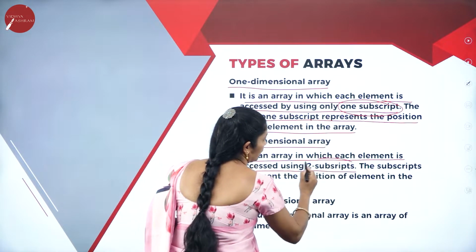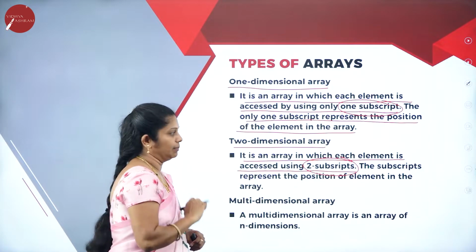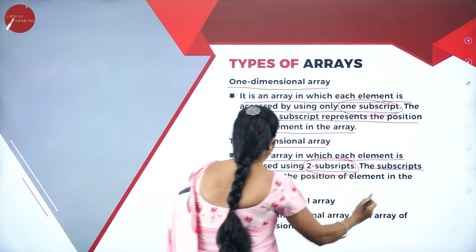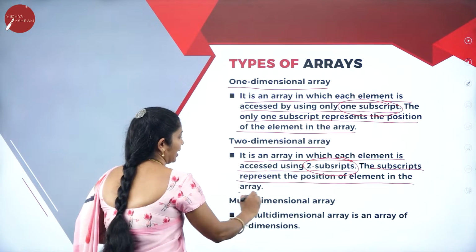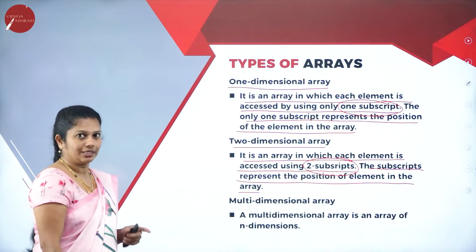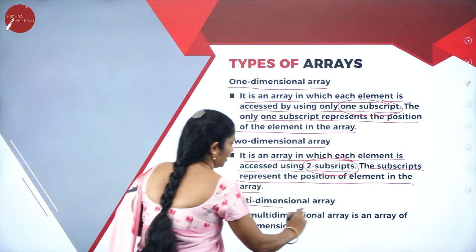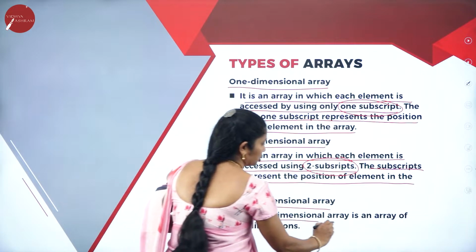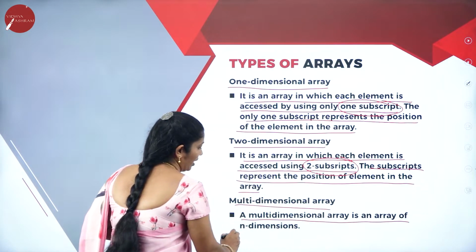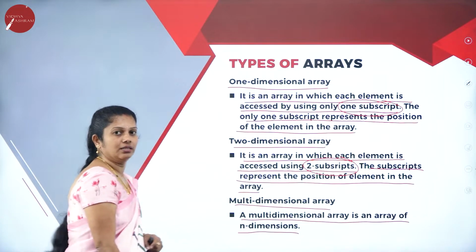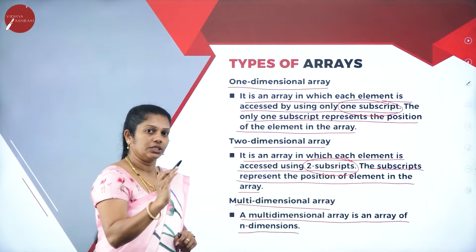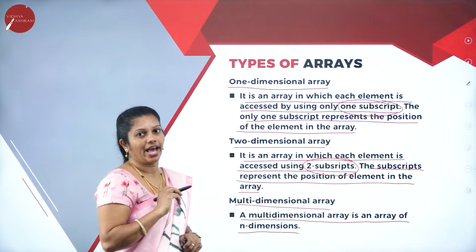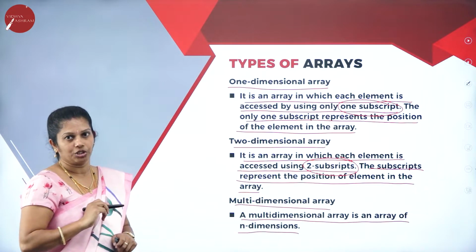When we come to a two-dimensional array, we have two subscripts. The subscripts represent the position of the element in the array. But when we come to the third one, the multi-dimensional array, it is an array of n dimensions. It means that we have more than two subscripts in a multi-dimensional array.